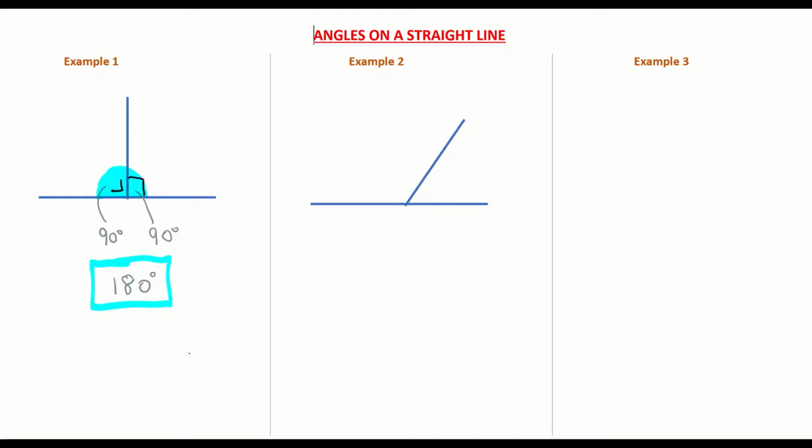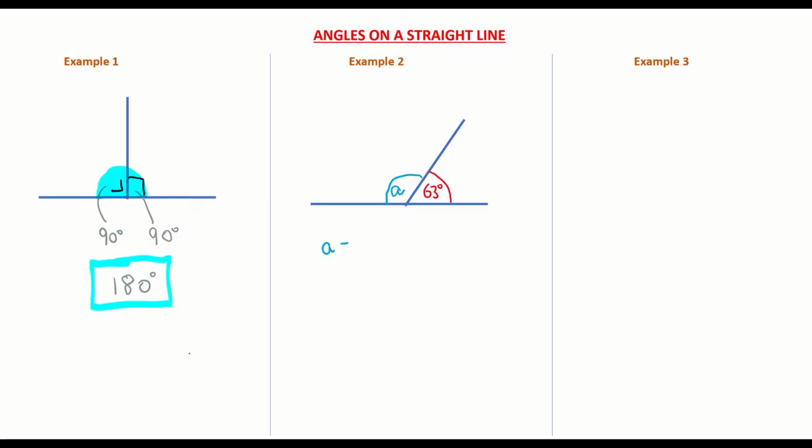And what I'm going to do here is tell you one of them. I'm going to tell you that this angle, the smaller acute angle, is 63 degrees. And I'm going to put a letter in for the other angle, and I'm going to call it A. Now from example 1, you know that angle A and 63 degrees must add up to 180 degrees on that straight line.